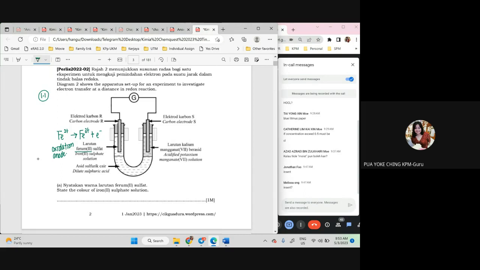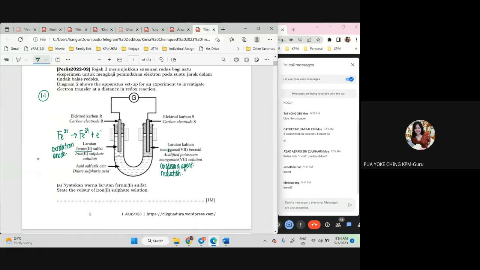Larutan kalium manganat. Ini ada salah ejaan. Okay, 1 G je. Acidified potassium manganate 7 solution. Okay. This is a very famous oxidizing agent. Okay, that's why sini oxidation dah betul lah. Kalau oxidizing agent, dia sendiri akan reduction. Okay, pun dah betul, dia reduction.